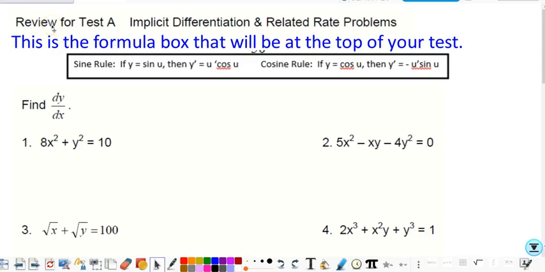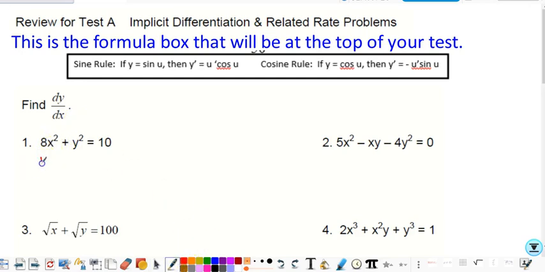This is a test review for Calculus with Applications, the unit on implicit differentiation and related rates. At the top of your test, you will be given these two formulas, so that will be typed on everyone's test. The first part here, just find the derivative, dy dx.